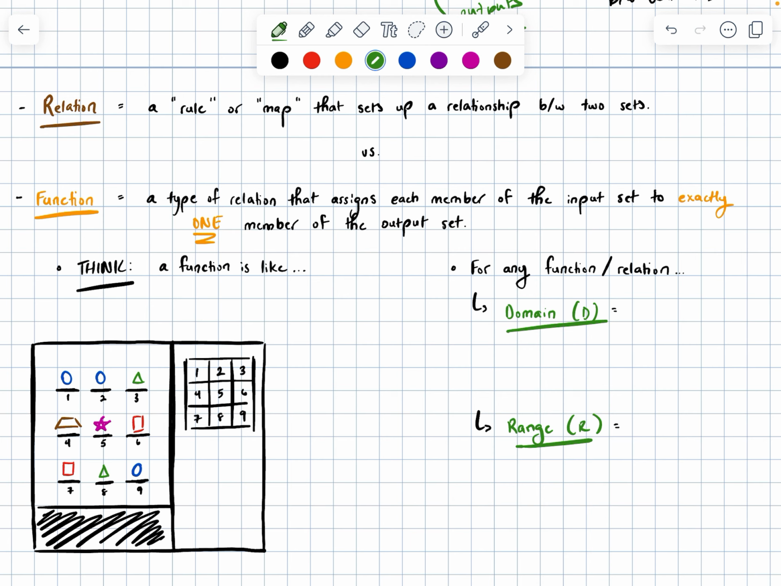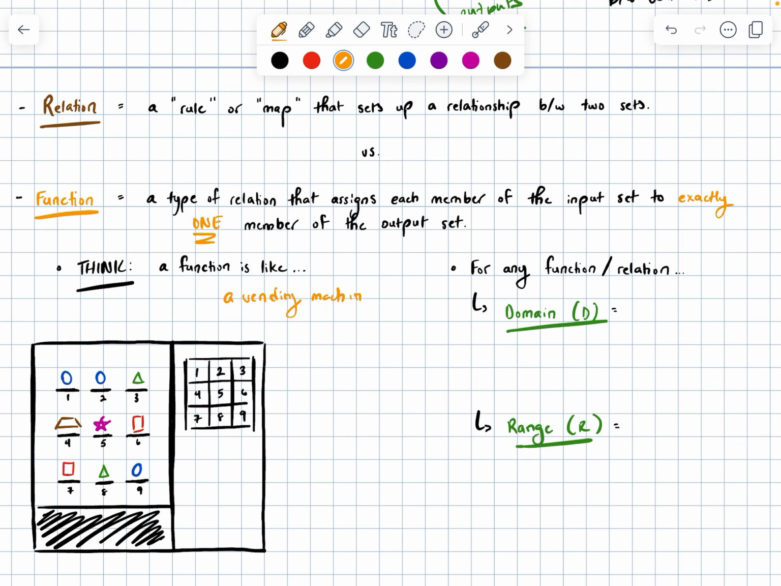Of these, we're specifically interested in a special type of relation called a function. And a function just takes every input value to exactly one output value. There are lots of ways to think of functions. One way that I like to think of a function is like a vending machine.